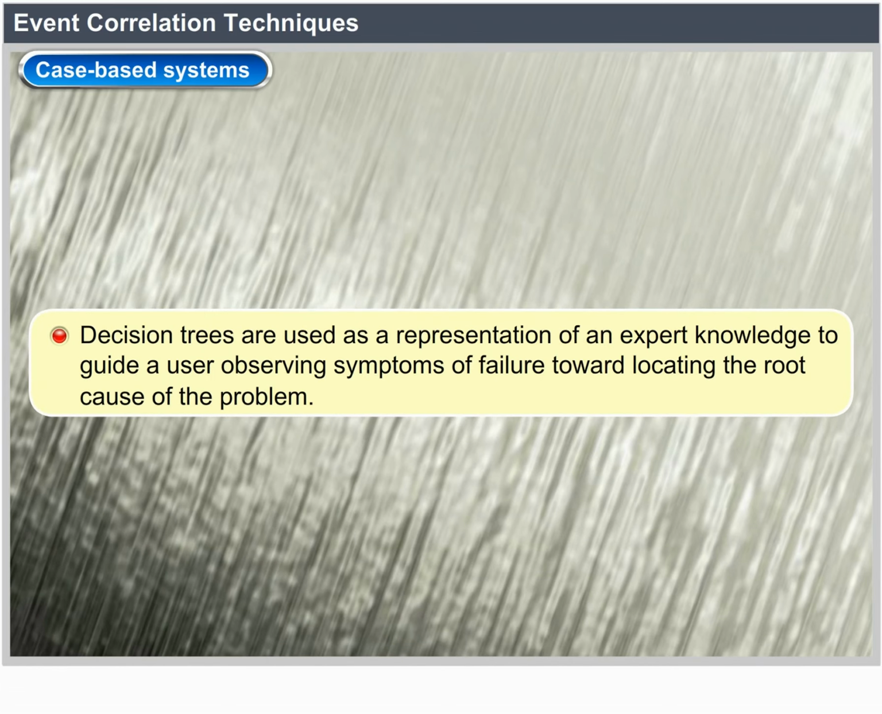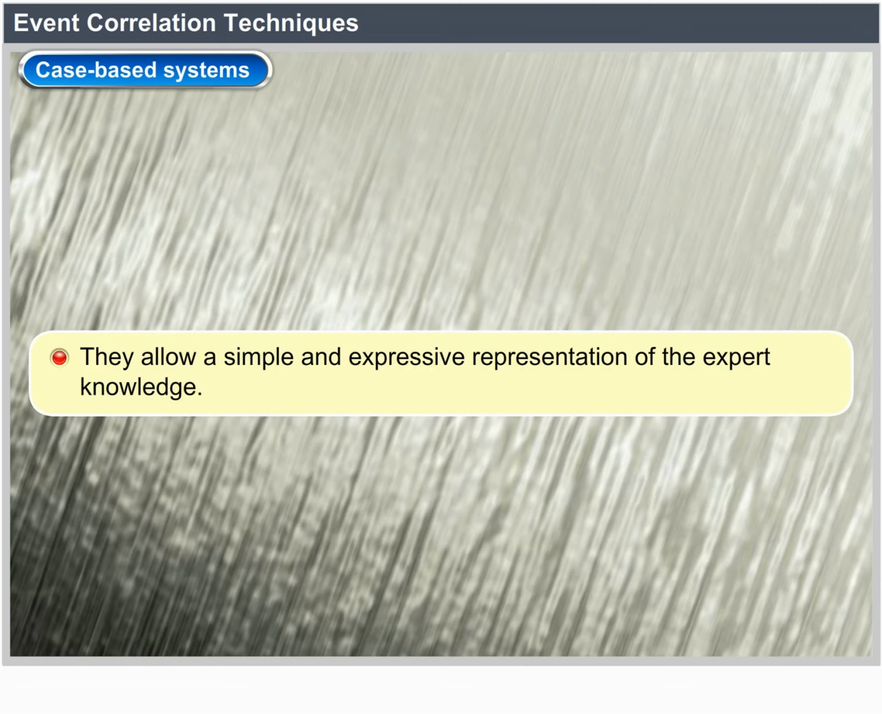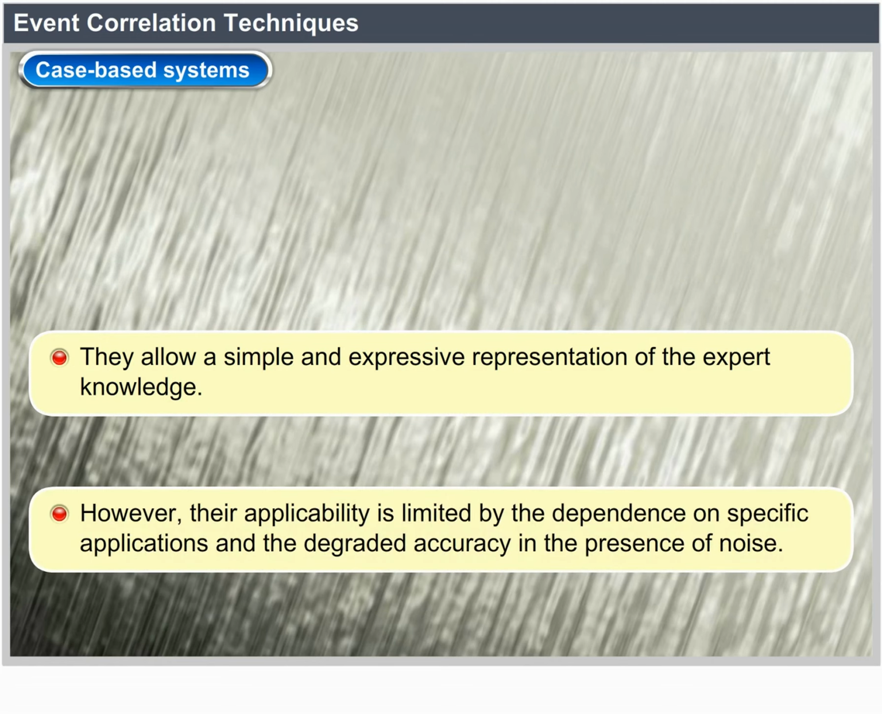Decision trees are used as a representation of expert knowledge to guide a user observing symptoms of failure toward locating the root cause of the problem. They allow a simple and expressive representation of the expert knowledge. However, their applicability is limited by the dependence on specific applications and the degraded accuracy in the presence of noise.